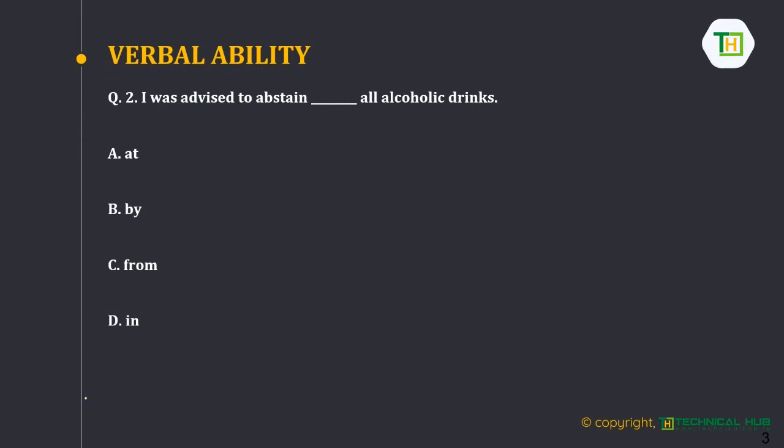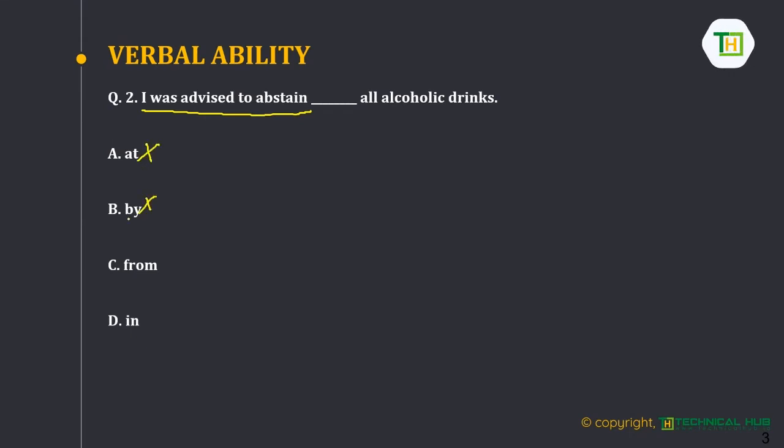I was advised to abstain dash all alcoholic drinks. Okay, I was advised. Someone or the doctor advised me. I was advised. Advice was given to me to abstain. Okay, abstain at. Can you use at? No.